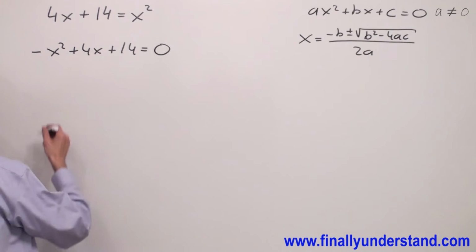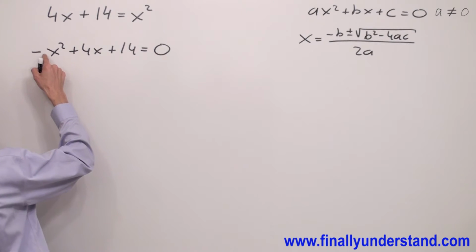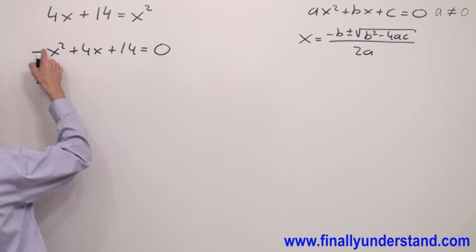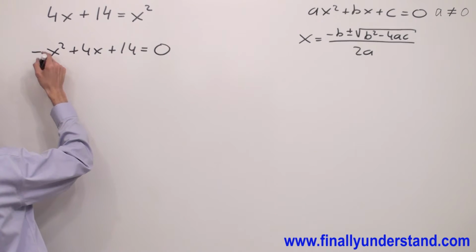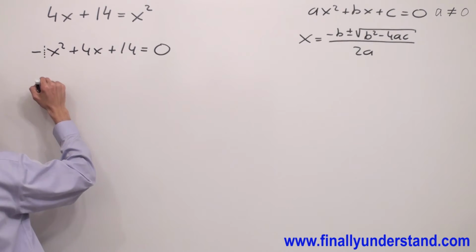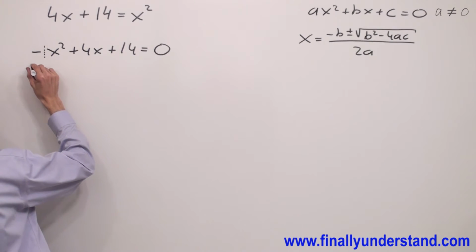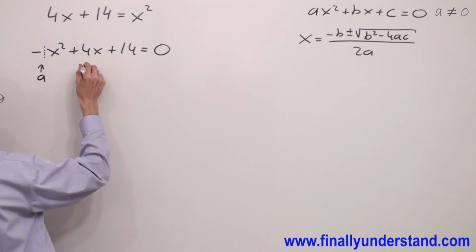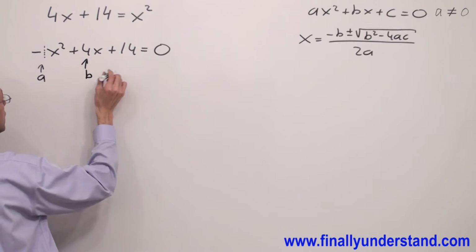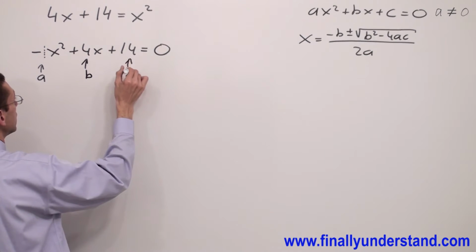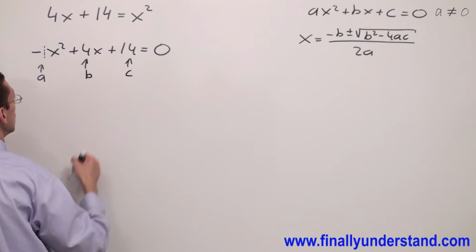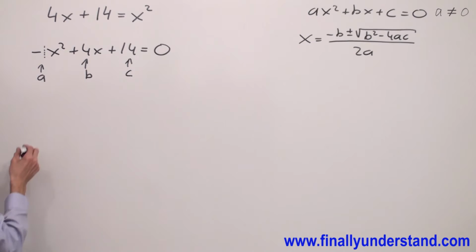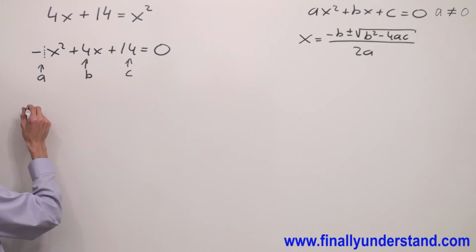Next, keep in mind that anytime I do not have any visible digit over here, there is always an invisible 1. So negative 1 is going to be my A. Positive 4 is B. And the constant is C, which is 14. Next, write the quadratic formula.